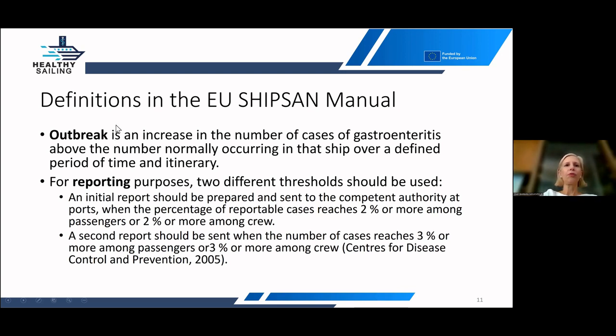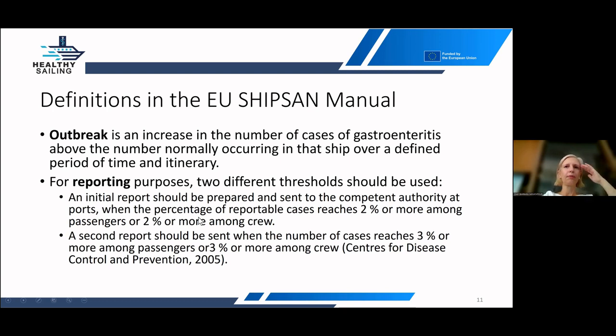Now, what is the definition of an outbreak? An outbreak is an increase in the number of cases of gastroenteritis above the number normally occurring on that ship over a defined period of time and itinerary. For reporting purposes, there are thresholds. Of course, all cases of gastroenteritis must be reported through the Maritime Declaration of Health, but additional reports are needed when we have 2% of cases among passengers or among crew, and a second report when this has reached 3% among passengers or among crew.